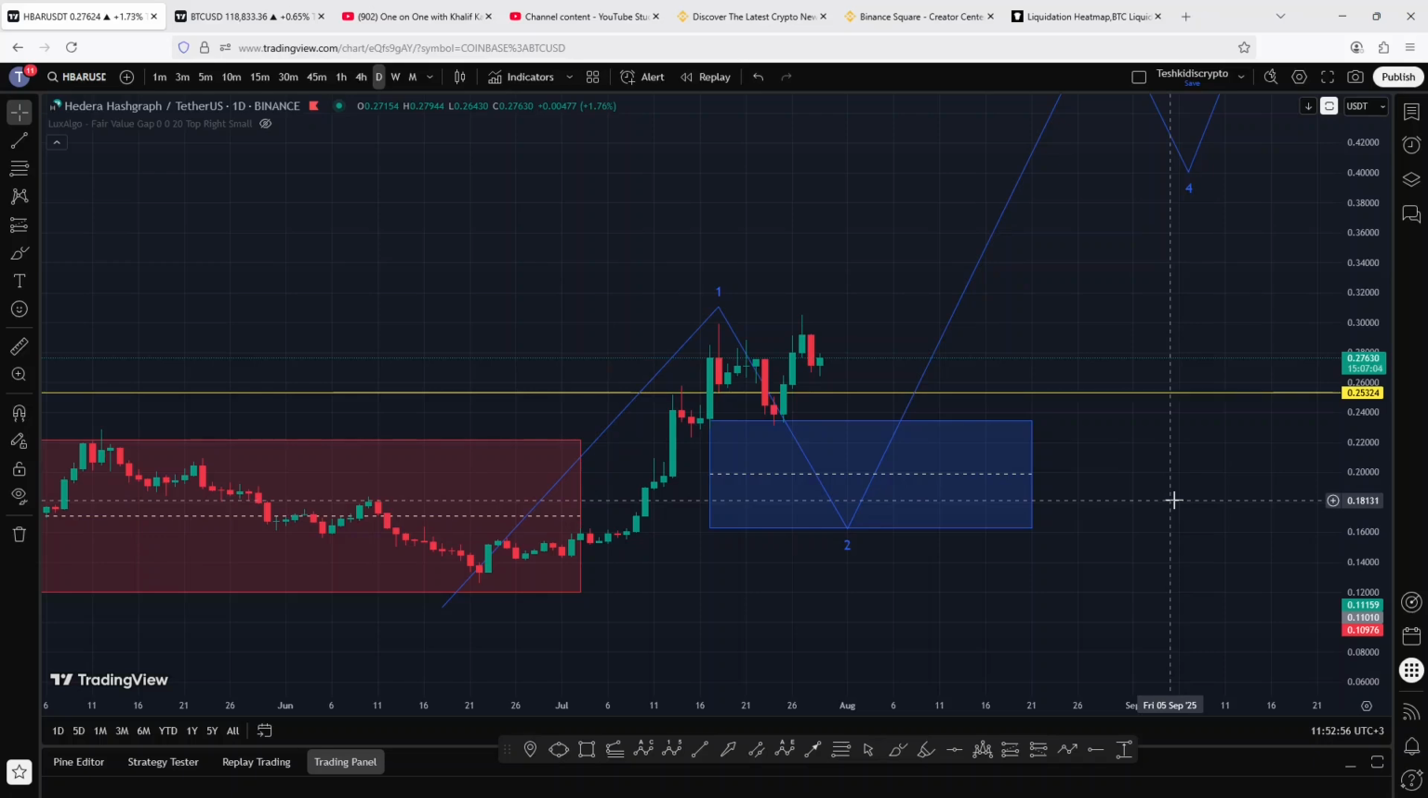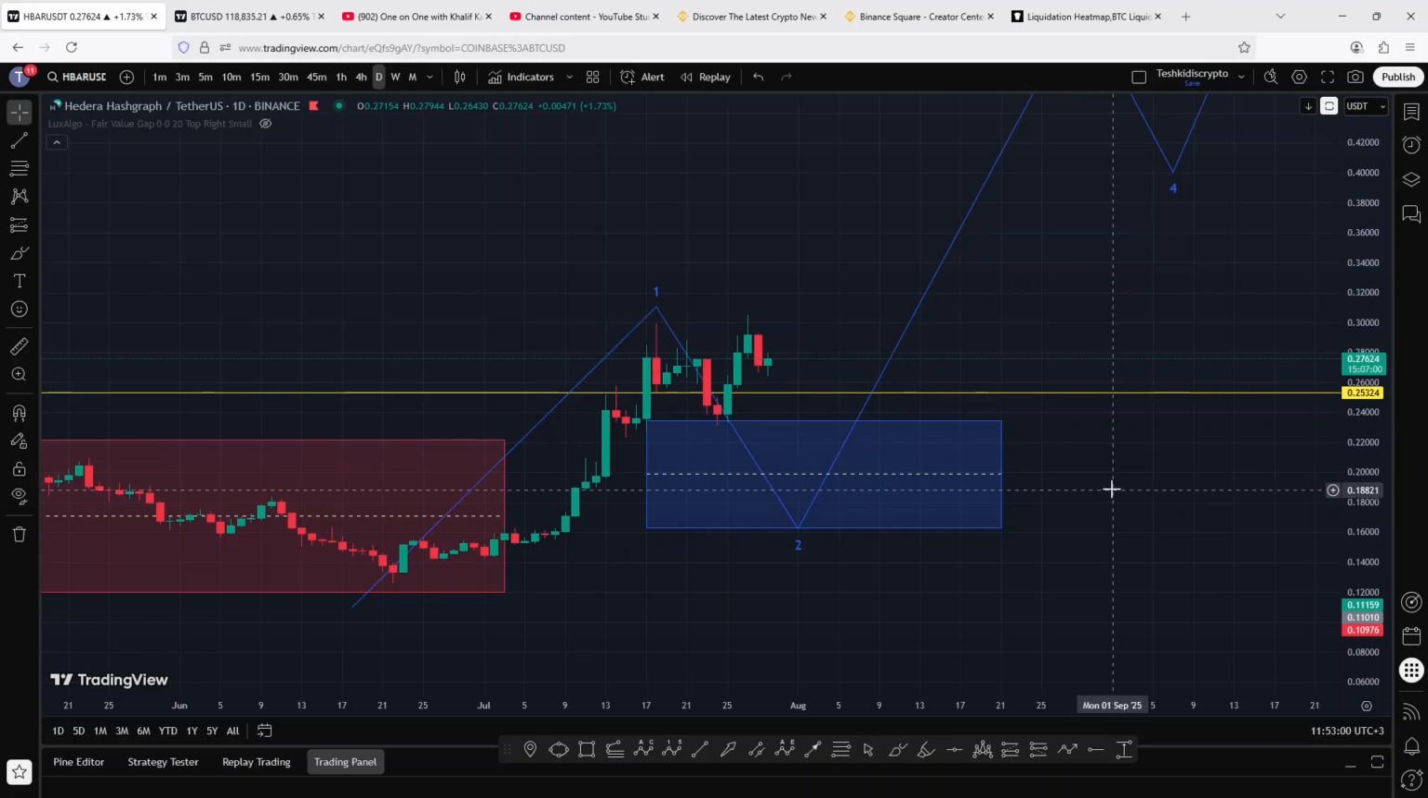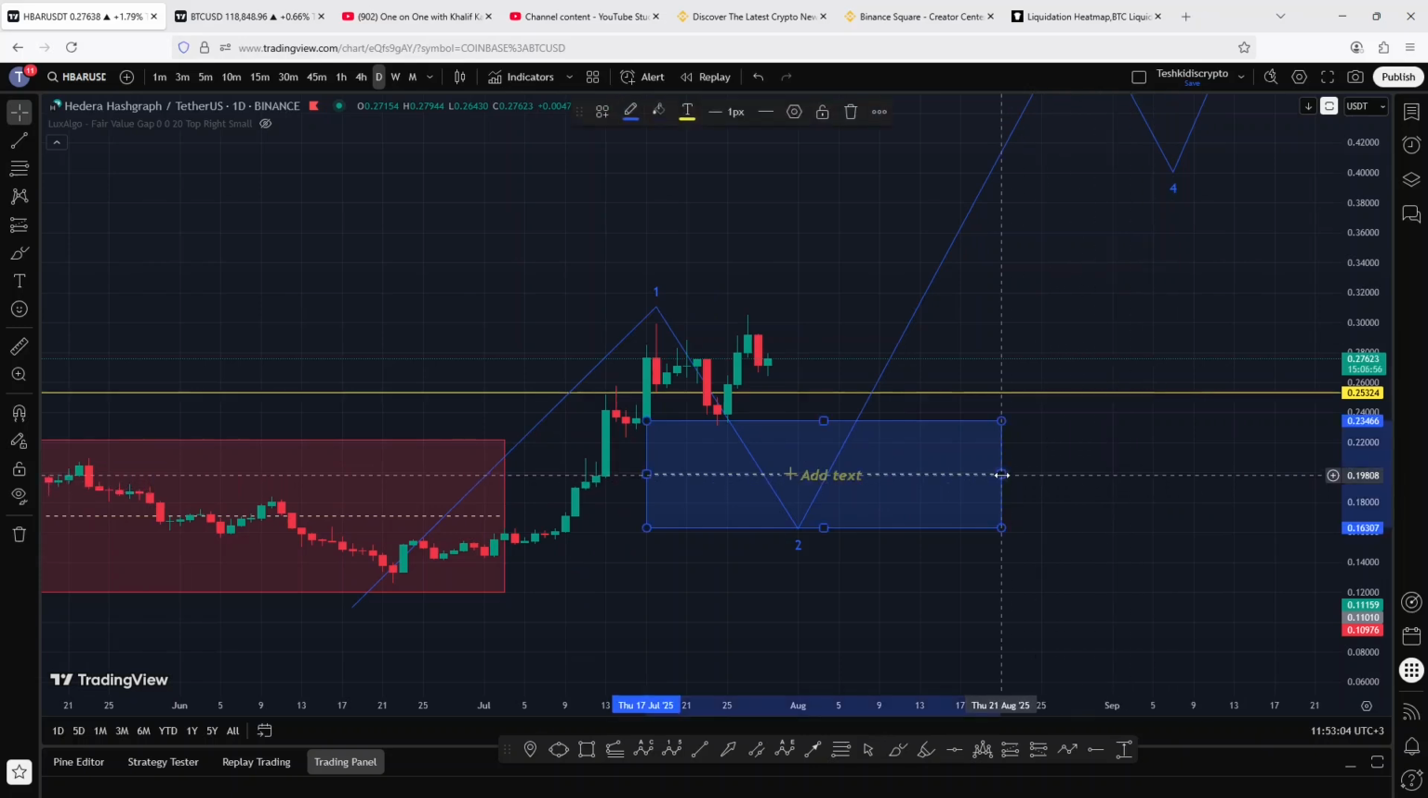Hbar at the time of this recording is giving us a bit of a bounce to the upside after we continued to hold within our Fibonacci key area of support between the 0.2346 and the 0.163, which is that blue target area on the chart.